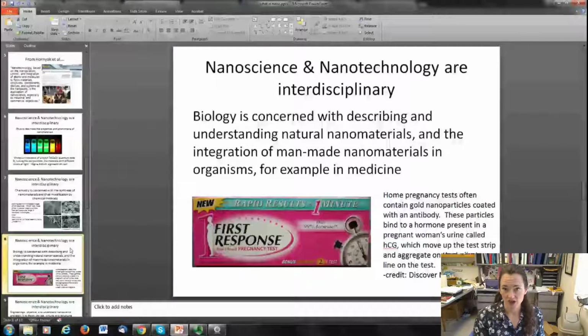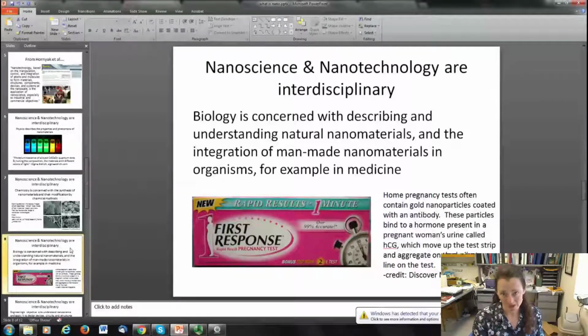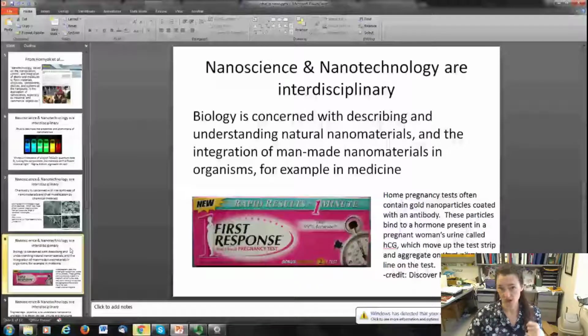So here's a fun example of an application of nanoscience, the home pregnancy test. It often contains gold nanoparticles that are coated with an antibody, and these particles bind to a hormone present in a pregnant woman's urine called HCG, and then move up the test strip and aggregate on the indicator line. This image was taken from Discover magazine, and if you ever have occasion to use one of these devices, you can thank nanotechnology for the rapid response time of the test.